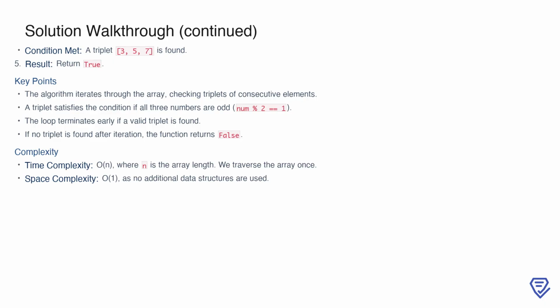In terms of complexity, the time complexity is O(n), where n is the length of the array, as we only traverse the array once. The space complexity is O(1), because no additional data structures are used. This makes the algorithm efficient and straightforward.